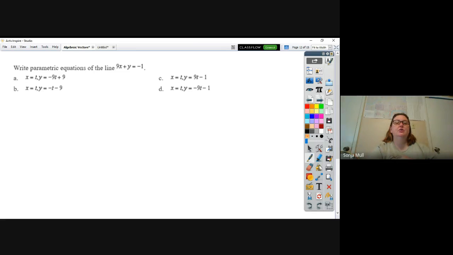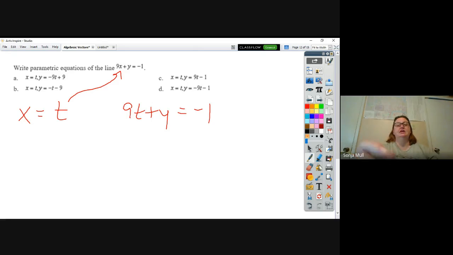Write a parametric equation of this line. So this is an equation of a line. And so we're going to define x as t, just because that's the easiest thing to do. So x is t. And so then 9t plus y is -1. We're just going to replace x with t, and then solve this for y. So y is -9t minus 1.